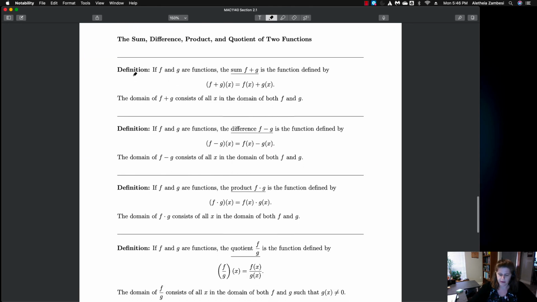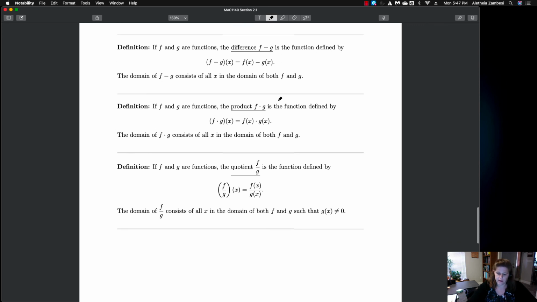Last topic for today, sum, difference, product, and quotient of two functions. So when you have functions, you can add them, subtract them, multiply them, and divide them, just like numbers. So if you are adding functions together, then the sum of two functions is the sum of f of x and g of x. We do have to consider both the domain of f of x and g of x when we add them together. Same is true for the difference, we just have a minus sign here.